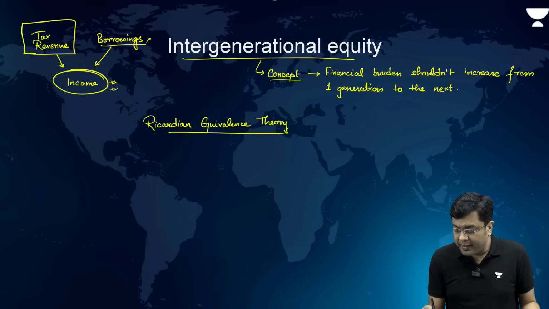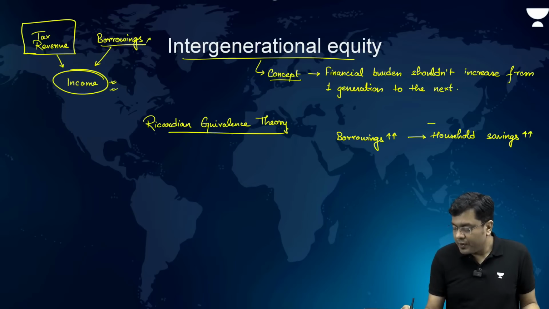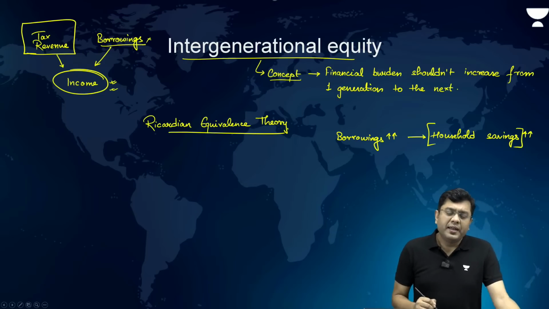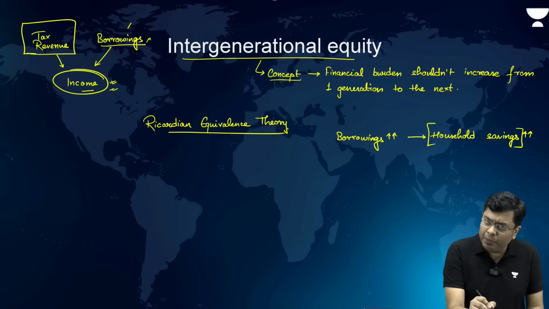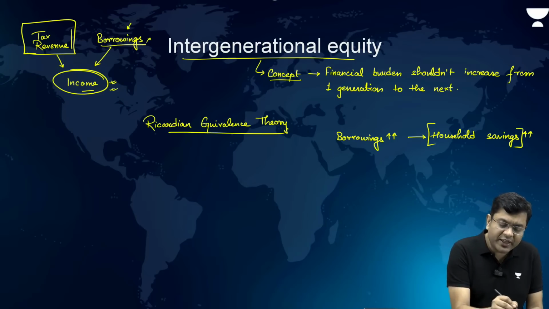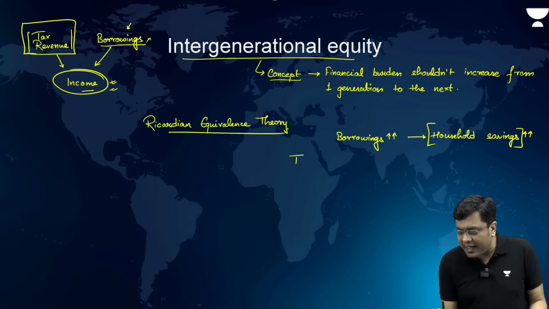What is the concept behind it? So, when the borrowings increase, that is as per the theory, household savings should go up. Now, what is the concept here? The concept is that if the government is trying to get the income through borrowing, it is not touching the tax revenue. That means the tax rate is being kept constant.